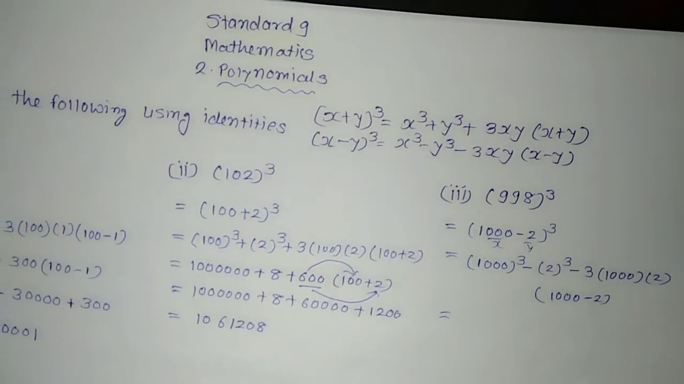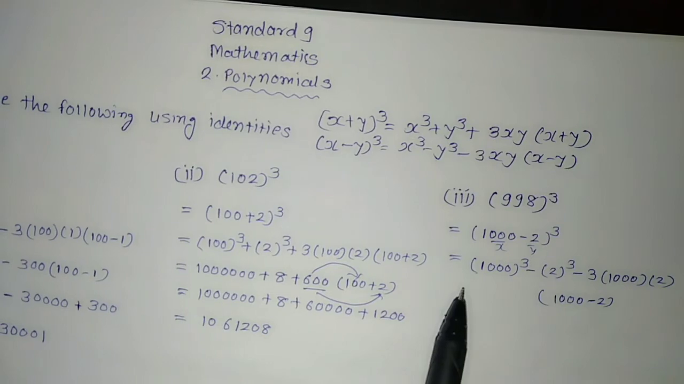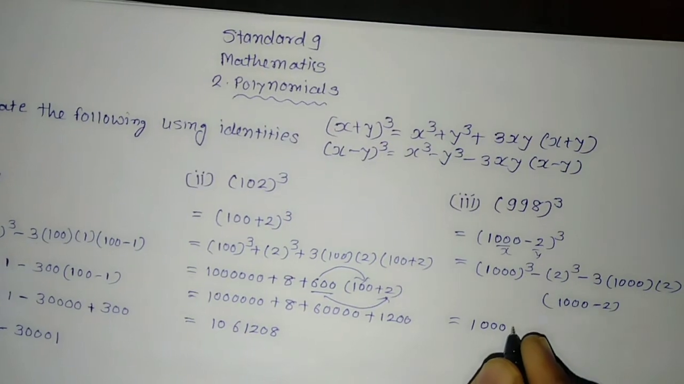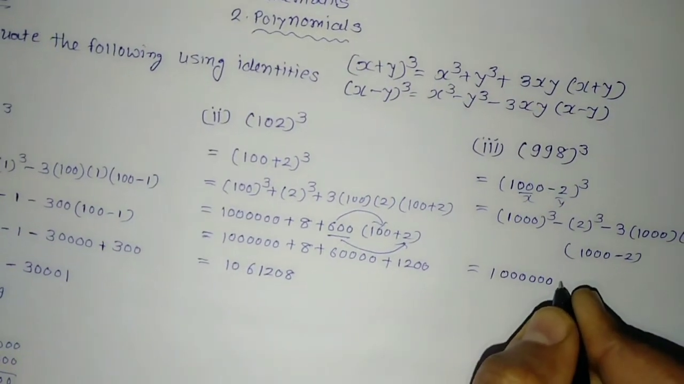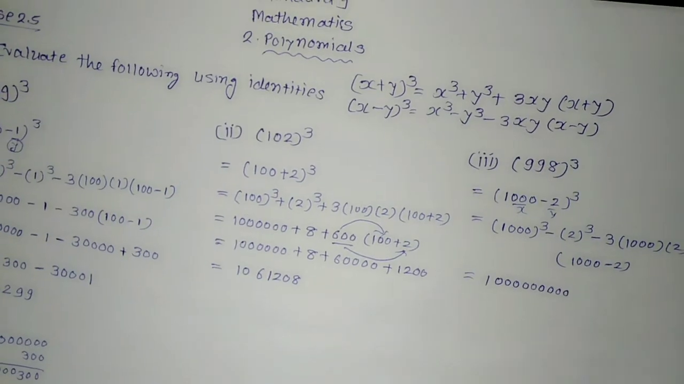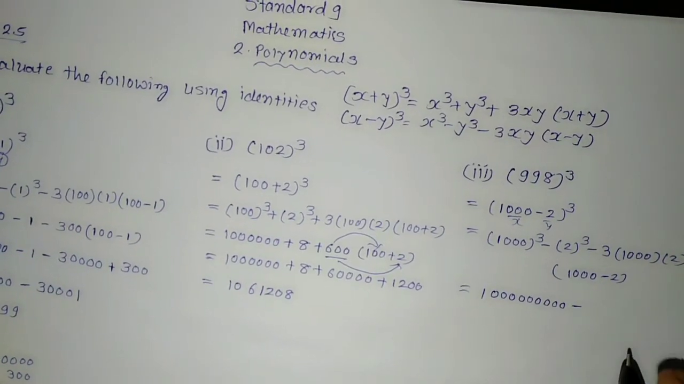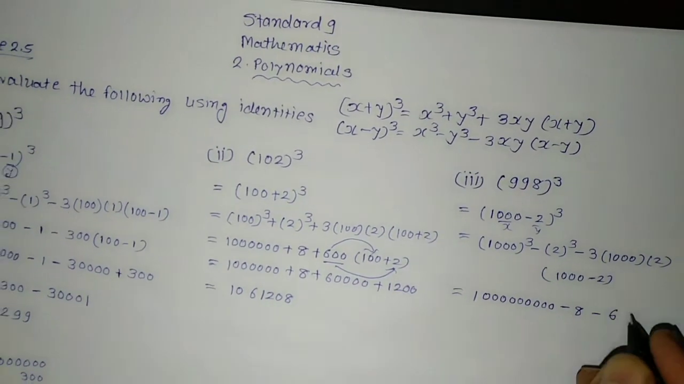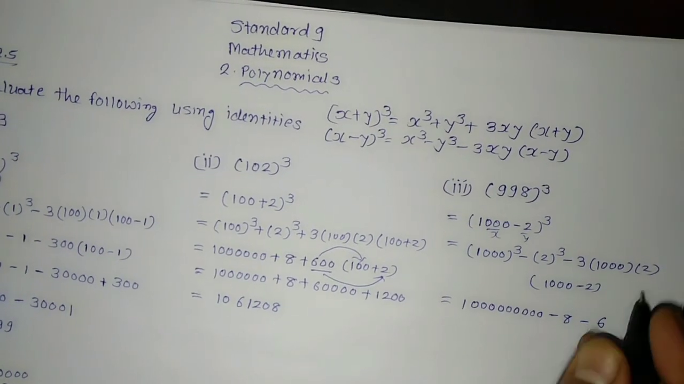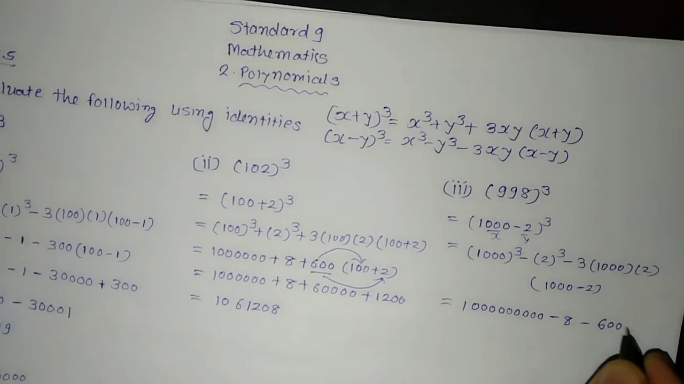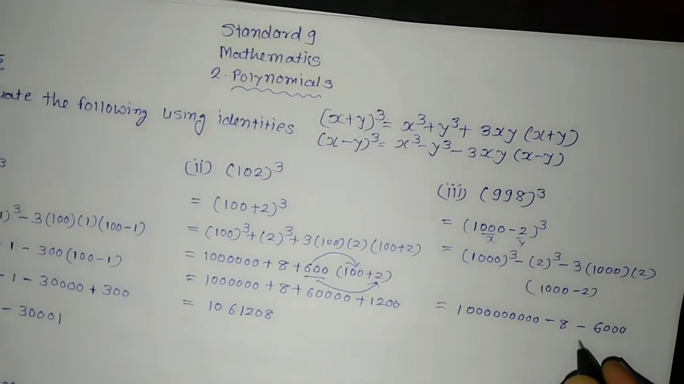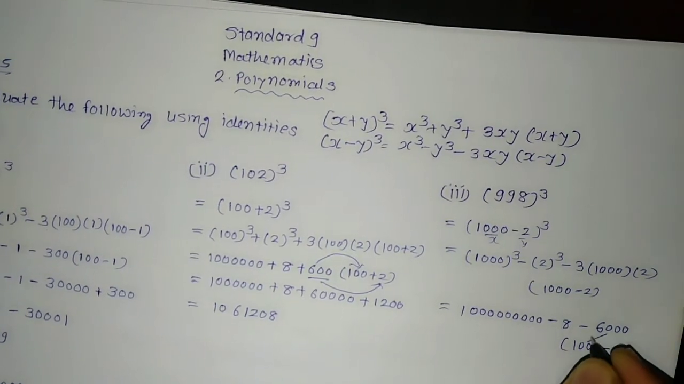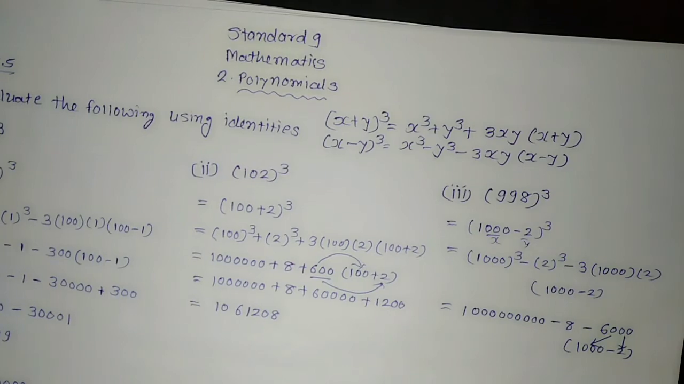Cube of 1000 means this 3 zeros will be 3 times. So I will put it 1 2 3, second time 1 2 3, one more time 1 2 3. It's a huge amount. Minus 2 cube, 2 cube is equal to 8, minus 3 2s are 6, and these 3 zeros, 6 multiplied by 1000, it would be 6000 as it is. In the bracket I'll write 1000 minus 2.